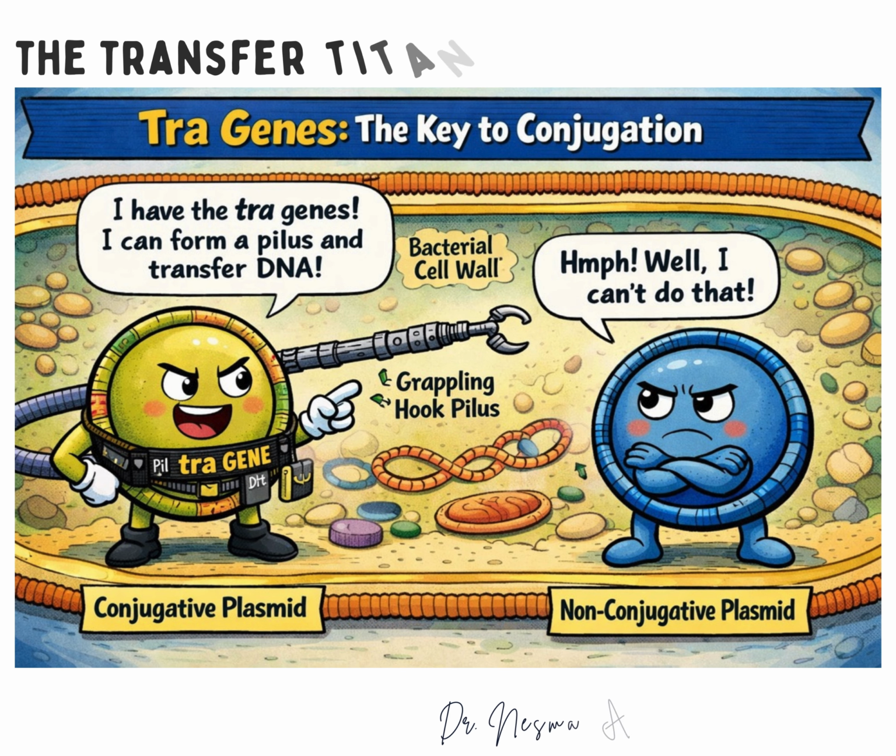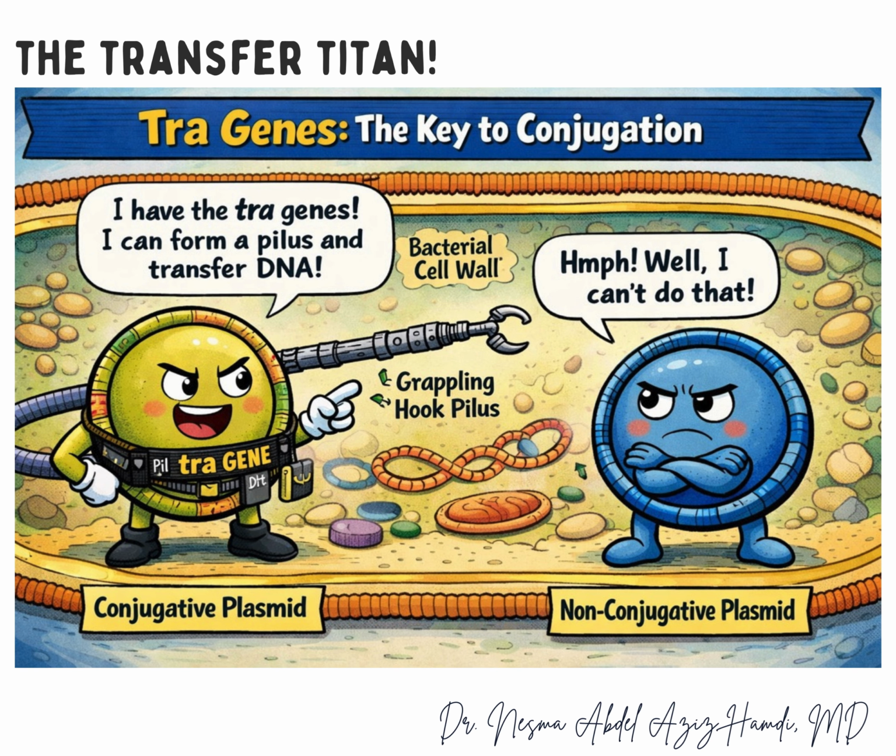In contrast with non-conjugative plasmids, tra genes, short for transfer genes, are located on conjugative plasmids. These genes encode the machinery required to initiate and complete DNA transfer between bacterial cells. A bacterium carrying a conjugative plasmid expresses the tra operon, which directs the formation of a specialized structure known as the sex pilus. This pilus extends outward from the donor cell, functioning like a grappling hook that attaches to a recipient bacterium lacking the plasmid.